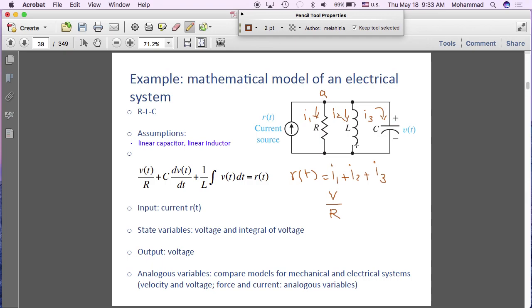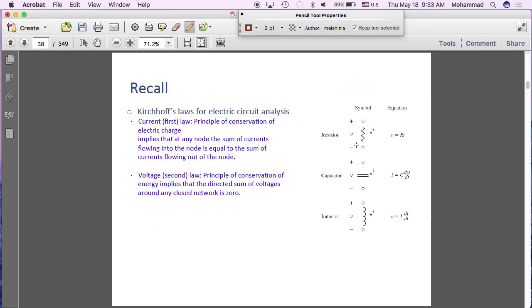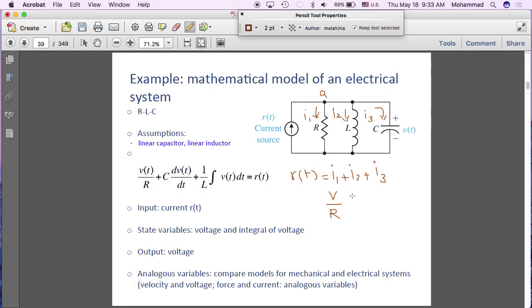What is the basic equation of an inductance element? The basic equation for an inductance element is that its voltage is equal to L times the derivative of its current. Now here we are after the current, which means we have to use the integral form of this equation, which means I2 is plus 1 over L integral of V dt. That's I2.